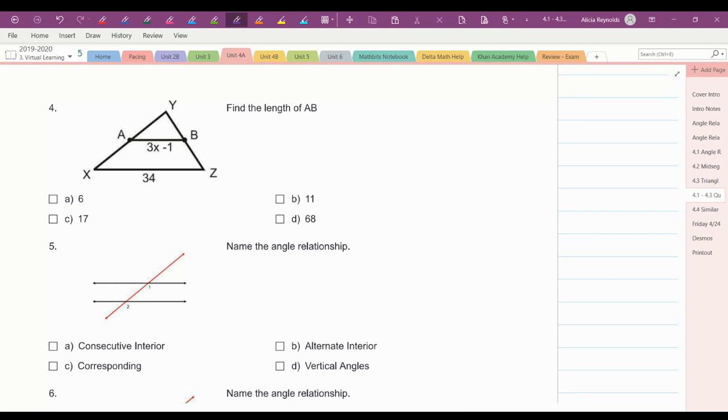So here we're finding the length. So this is different. Find the length of AB. So after I find x, I have to find the value of x first, and then I'm going to have to substitute it back into this expression here, 3x minus 1, to find the length of segment AB. So again, AB is the midpoint. So 2 times my midpoint is equal to the base. Distribute.